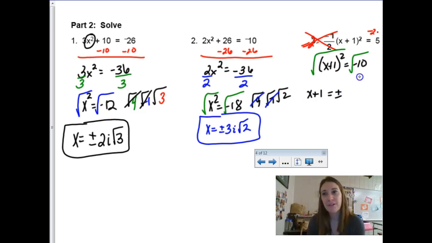Now 10's not going to break down to anything, so you're just going to poke the i out, or reduce it to the square root of negative 1 times the square root of 10. So this becomes i square root of 10. And then finally we're just going to subtract the 1, just like we did in real numbers. So negative 1, and I'm not going to be able to add the i square root of 10 to the negative 1 and simplify it, so I'm going to leave it in this form here.